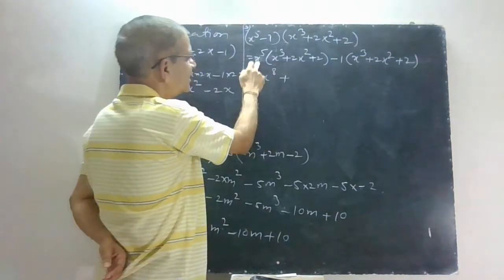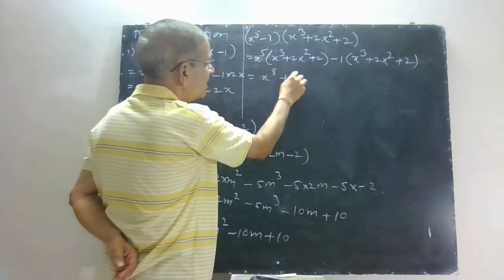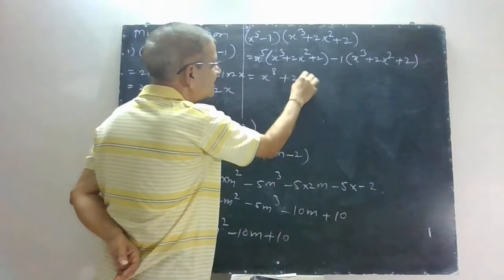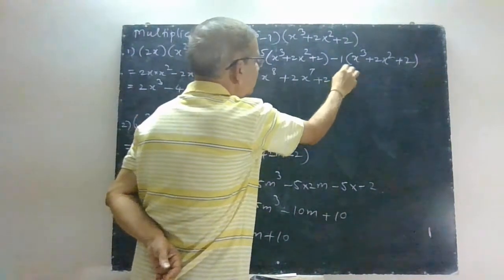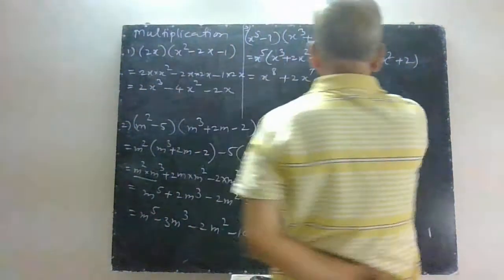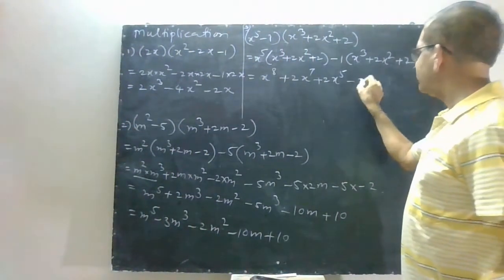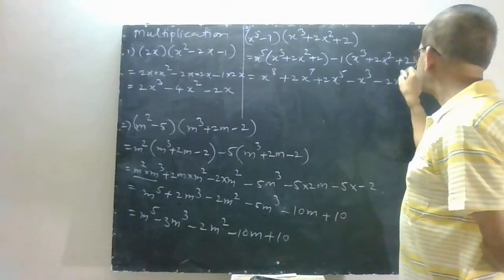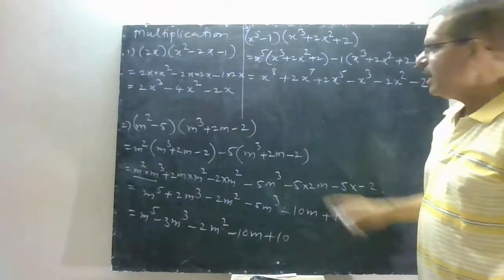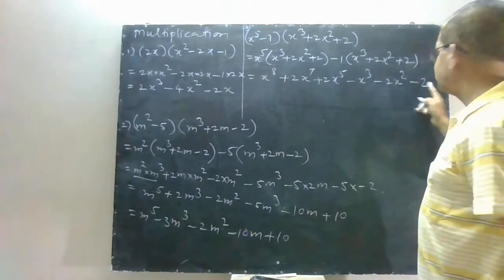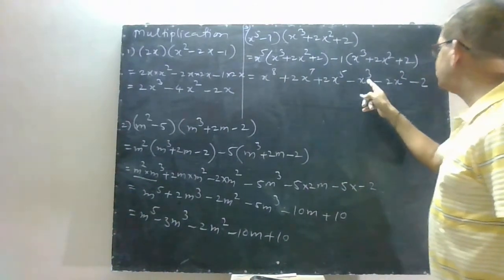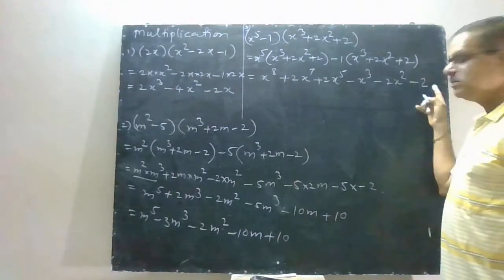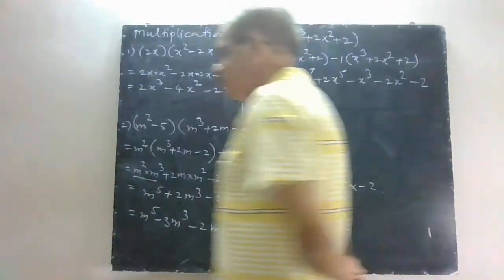Then plus x raised to 5 into 2x raised to 2, it is 5 plus 2, that is 2x raised to 7. Then 2 into x raised to 5. Now while multiplying by minus 1, you have to just change the sign. So minus x raised to 3 minus 2x square minus 2. Now if you observe the terms, there is no like term in this one. It is 8, 7, 5, 3, 2, 0. That's why this is your answer.